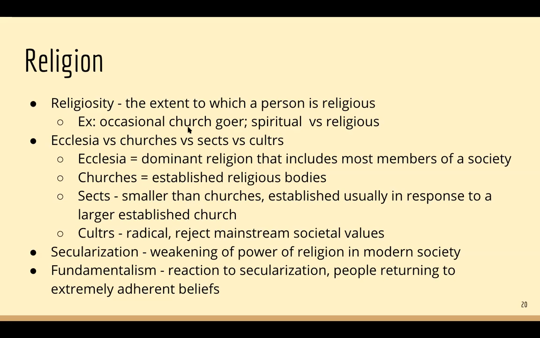And then there's these four terms which refer to different levels of religious institutions. So I'm going to start off with churches. These are just established religious bodies, and I know this specifically says churches, and that's how it's defined in that document. But I guess it's different words for different religions, like temples, mosques, etc. And so ecclesia, I think that's how you say it, is specifically a dominant religion that includes most members of a society. So in a lot of Latin American countries, that would be Catholicism, Islam in a lot of Middle Eastern countries, etc.